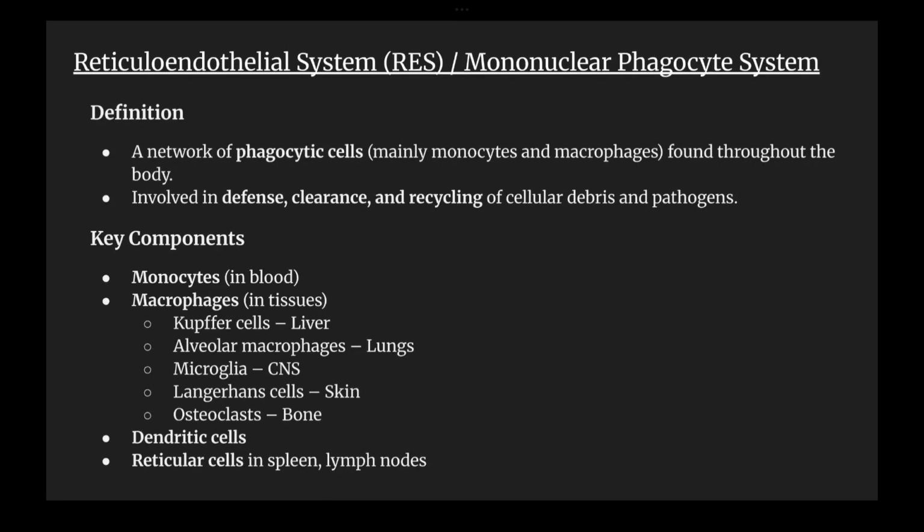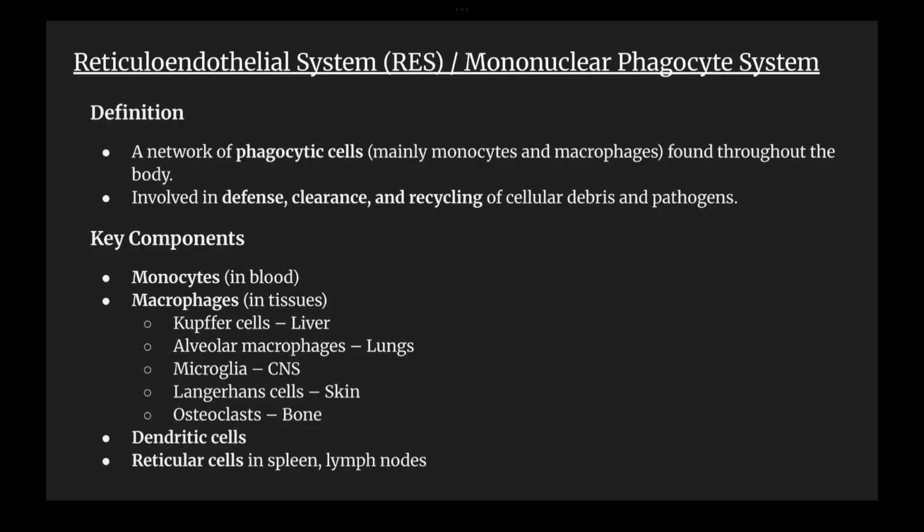RES, or Reticuloendothelial System, mononuclear phagocytic system. So what is this RES system? This is the last topic of your blood chapter of physiology. And what is RES? RES is the phagocytic cells like monocytes and macrophages that are found throughout your body. It is involved in defense, clearance, and recycling of cellular debris and pathogens. So every cell that dies in your body is going to be defended against any infections. They are cleared out by consuming and recycled if any cells have any energy left in them. So that is the work of a RES system.